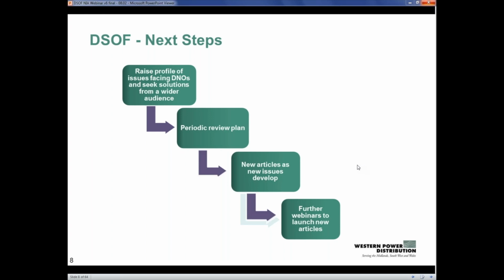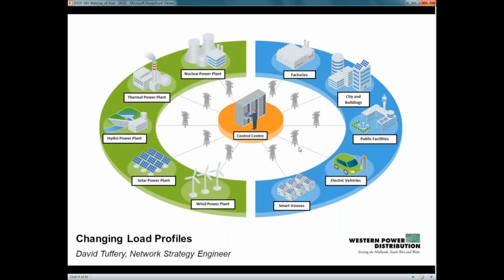As Ollie just said, I am David Tuffery and I work in the WPD network strategy team. My main roles within the team are focusing on the DFES and the shaping sub-transmission work. So this is taking the outputs from our future energy scenarios and then feeding them into technical analysis and assessing our 132 kV and 66 kV networks. And that's really where this DSOF article on changing load profiles came from.